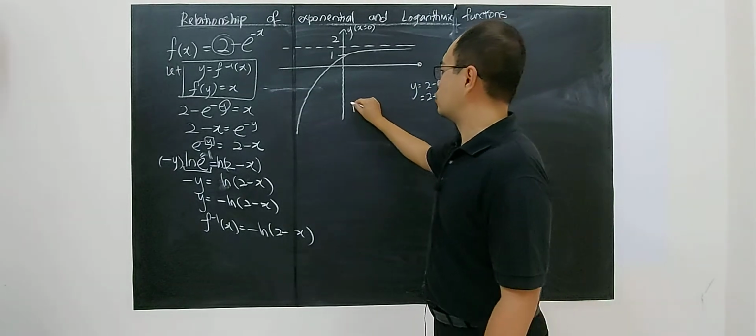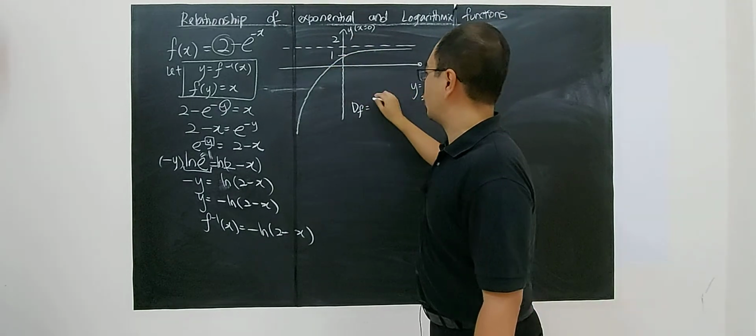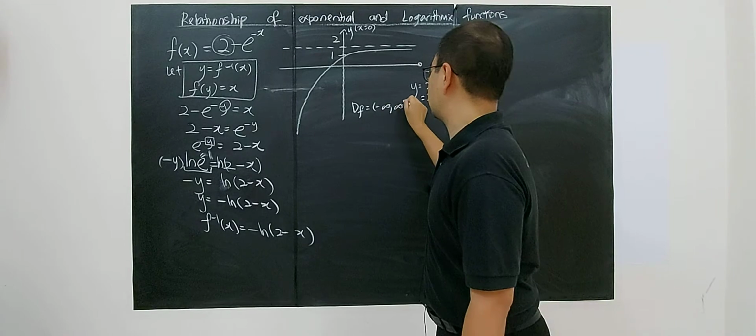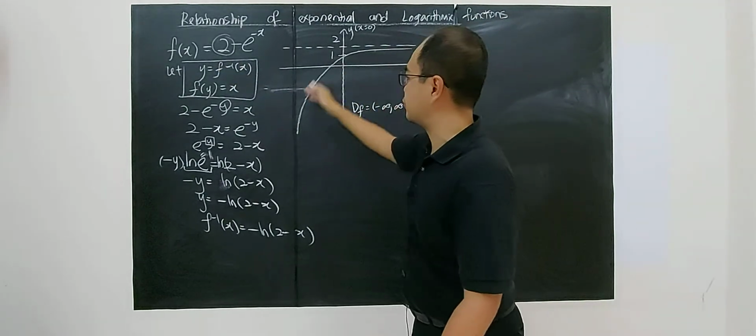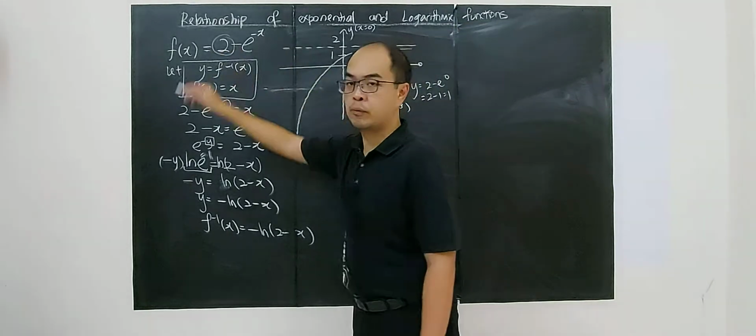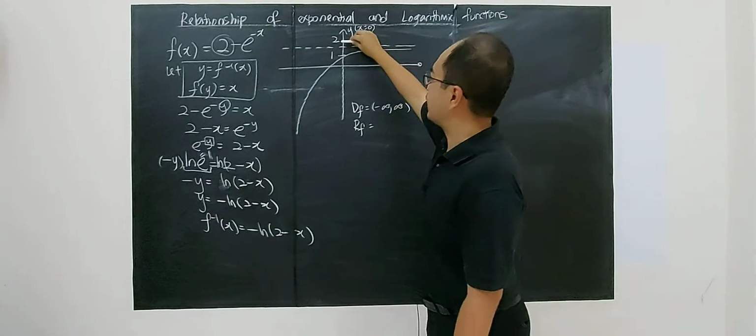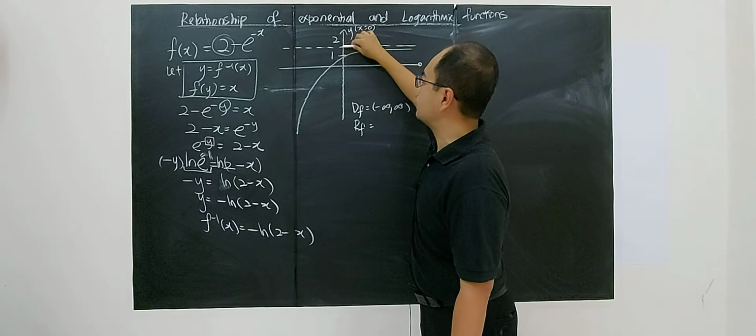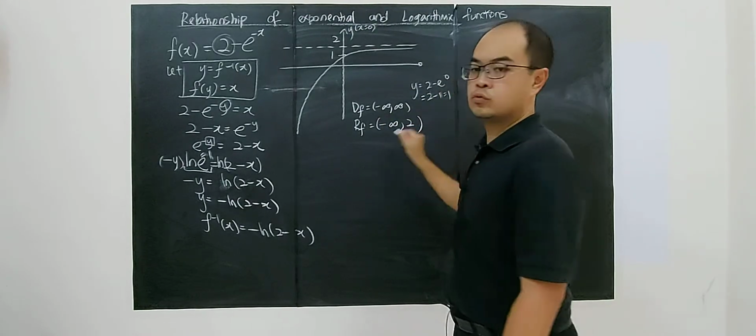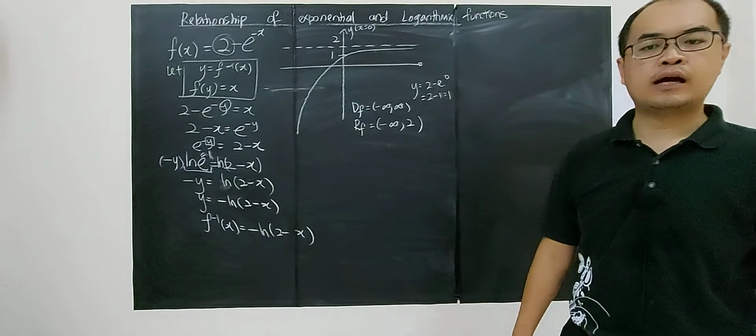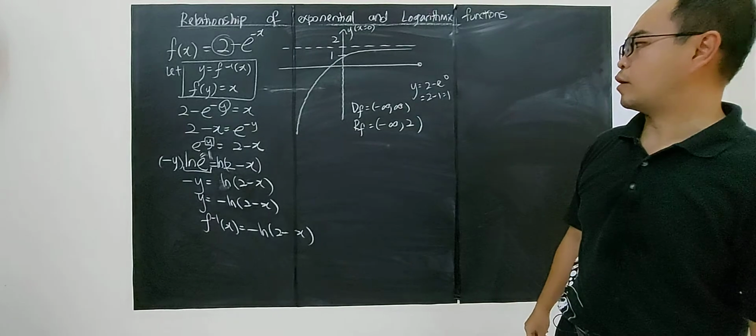You can read the domain from here. The domain for f is always negative infinity to infinity, because f is an exponential function. So the domain is everywhere there is a graph, meaning for any value of x there is an output. About the range, the graph does not exist for 2 and above, so it is from negative infinity up to 2. This will be your range for f.